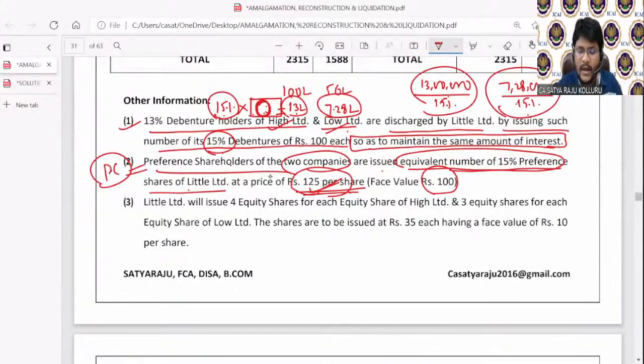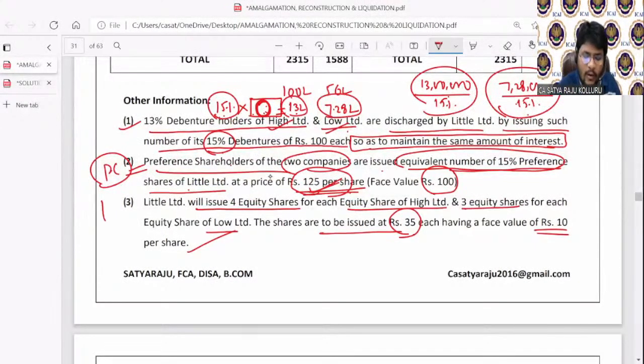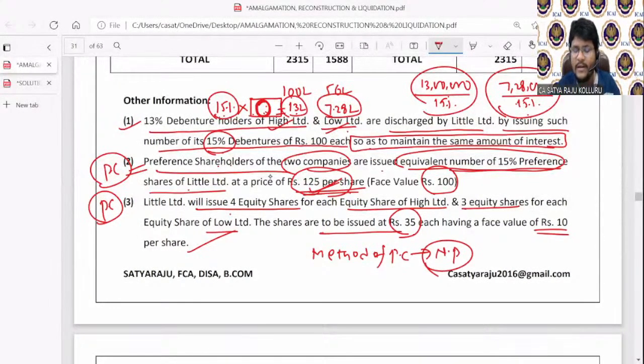Next, coming to point number 3, Little Limited will issue 4 equity shares for each equity share of High Limited and 3 equity shares for each equity share of Low Limited. The shares are to be issued at 35 rupees each, having a face value of 10 rupees per share, which also forms part of PC. With the given information, if you are able to ascertain the amount payable to equity shareholders and preference shareholders, then the method of PC is, tell me guys, net payments method. We can ascertain from the given information how much amount is payable to the shareholders of the selling company. That's why the method of PC is net payments method.